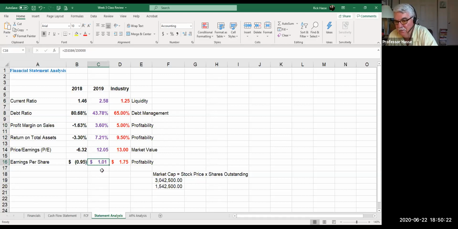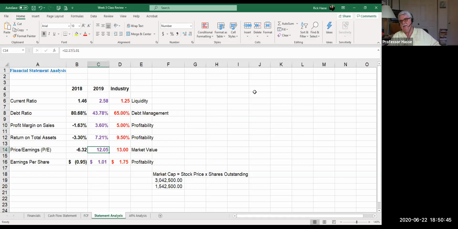This is the main reporting way that most corporations announce their financials. We had $1 a share net income last year. That's compared to a negative 95 cents a share in 2018. As you can see, we had a pretty good year. And the relationship of that earnings per share to the stock price is called the price earnings ratio.